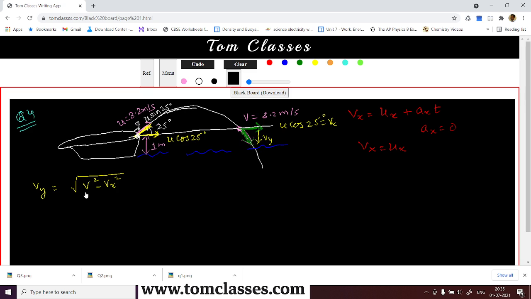So this is V square, that is 3.2 square, minus 3.2 square cos square 25. If you take 3.2 common, it will become 3.2 sine 25 degree. So again you see that the angle is going to be 25 degree back. Is this observation okay? Okay, so again this angle is going to be the same, it is 25 degree.